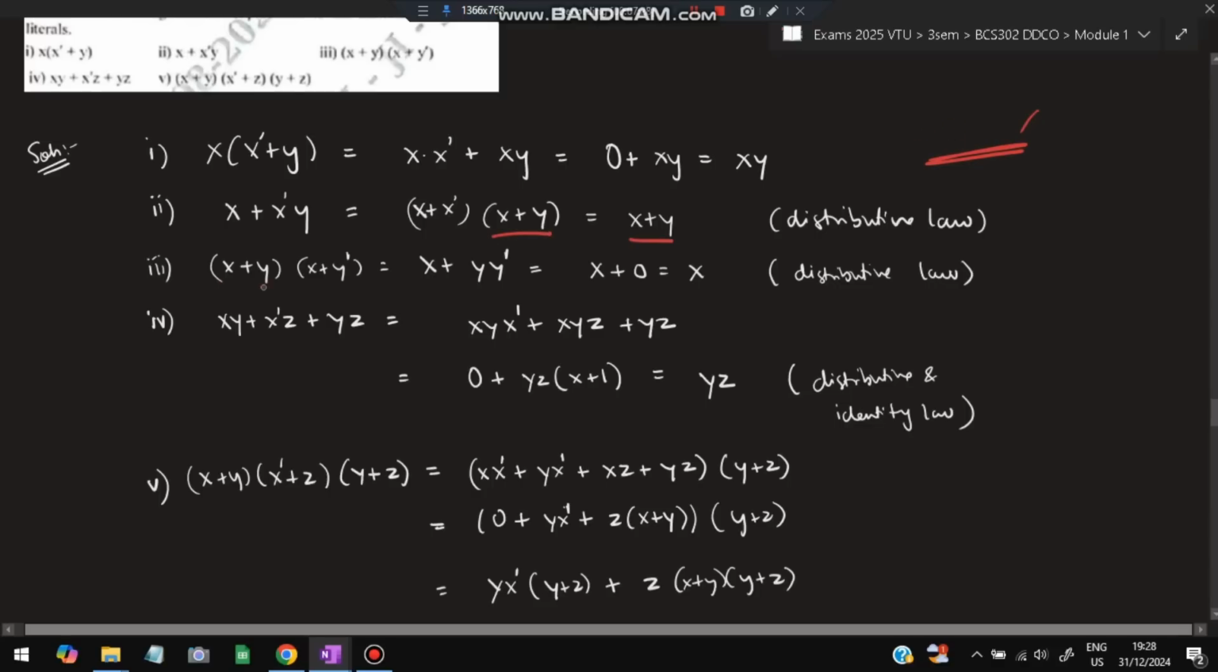Next we have x plus y dash. Just take x as common. When you take x as common, you'll be getting plus y dash. y dash is 0, so the answer will be x here.